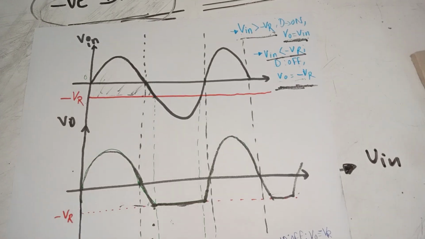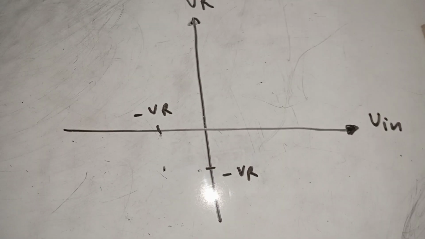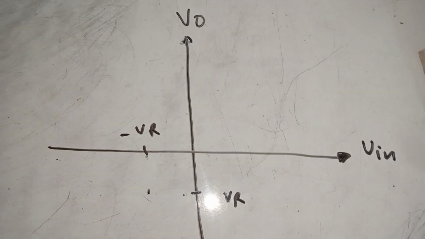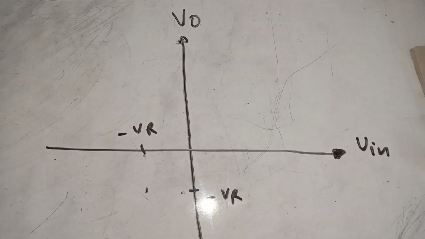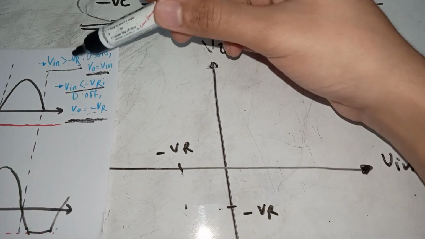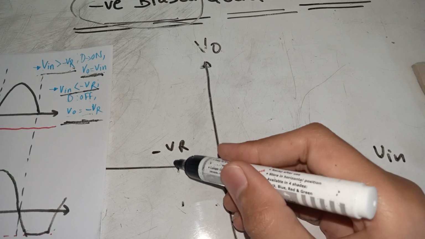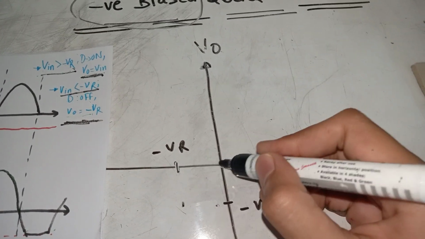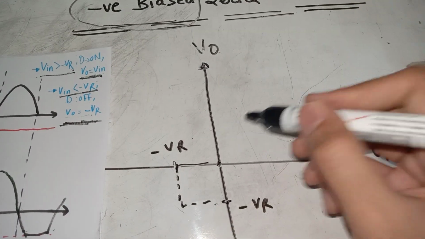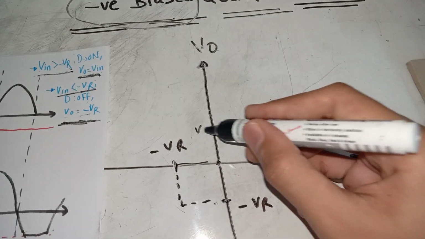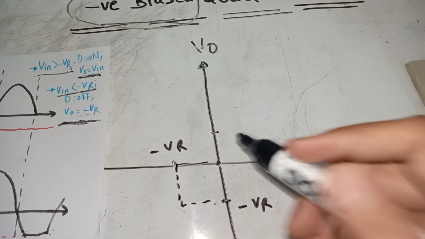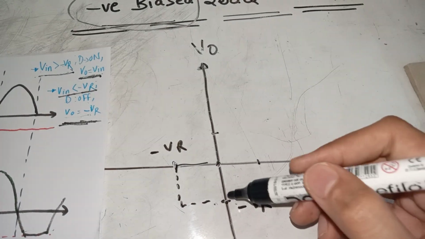Now let's keep it aside and see the transfer characteristics. Sir, I told you earlier that the transfer characteristic is nothing but the graph between output and input voltage, right? We saw these conditions when V in is greater than minus VR. As we have applied negative bias, I have drawn it on the negative x-axis and the negative y-axis. In the second video I drew it on the positive x-axis and positive y-axis, because I applied positive bias. But in the case of negative bias, we draw it on the negative x and y axes.